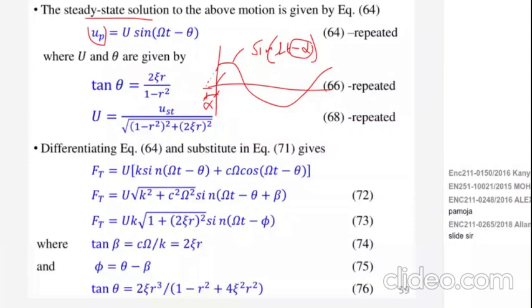Now I open the floor to questions or clarifications, but the questions are not on deriving the equation, because this equation you have to work out. I'm pleading with you. Kindly work out these things.